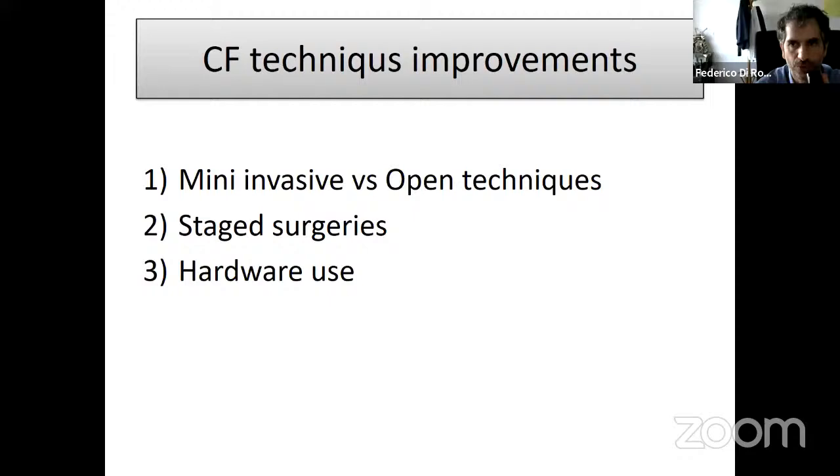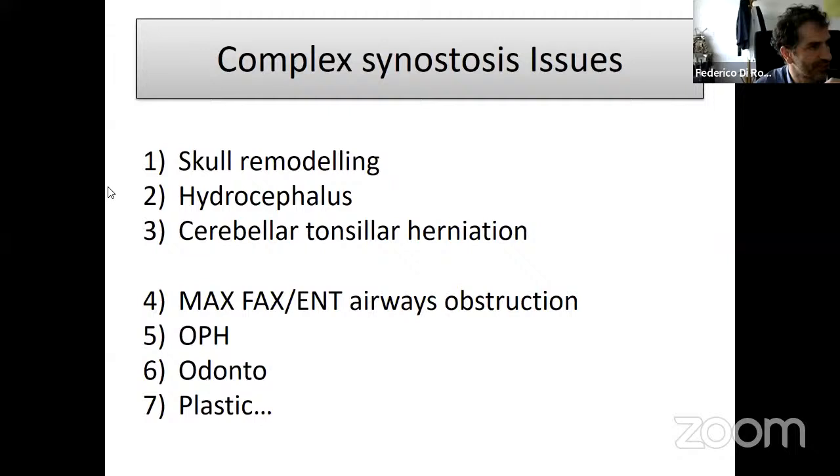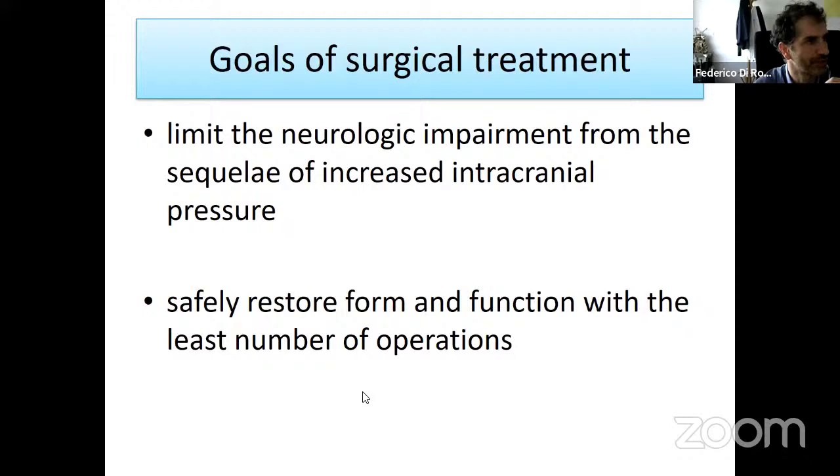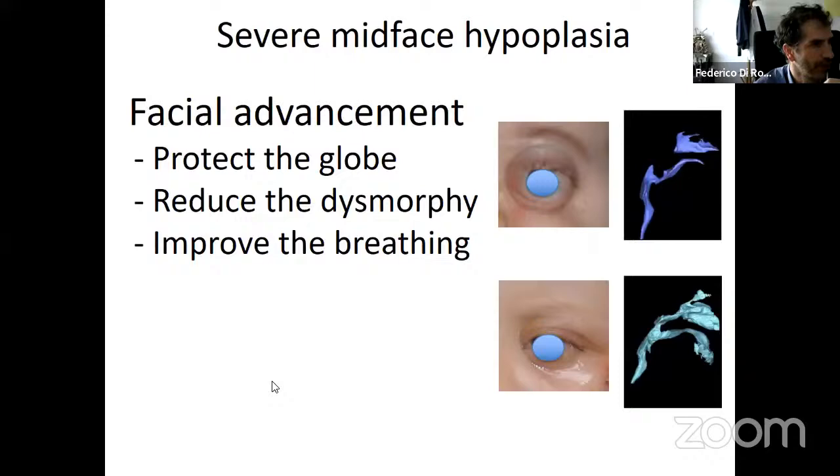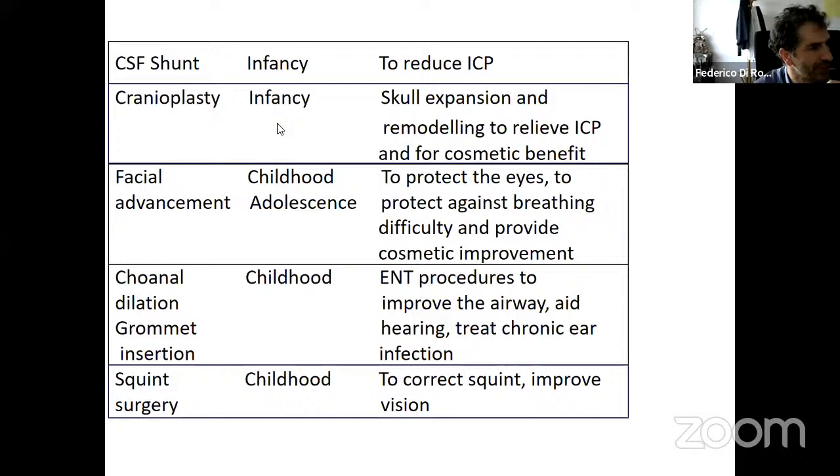So I will go very fast, but what's important to underline is that there are things that are for neurosurgeons and other things that will be corrected by maxillofacial surgeons, ENTs, ophthalmologists, because you want to improve the neurological issue, but you want also to restore the different functions which affect the face. And so sometimes there are surgeries that will be done really on the face, on the globe, for the breathing. And so it's a multidisciplinary management with several surgeries that might be needed over time.